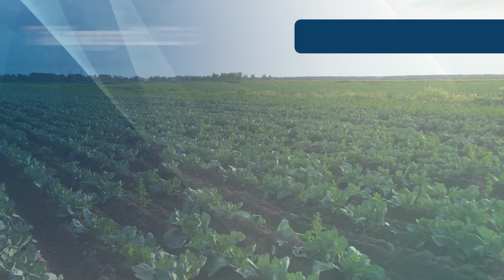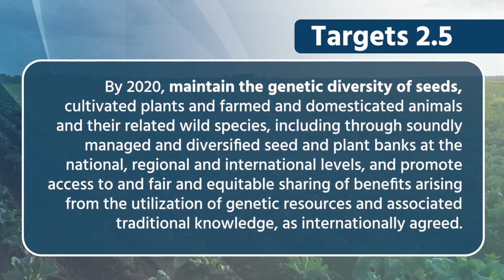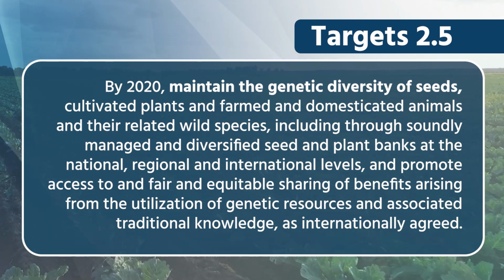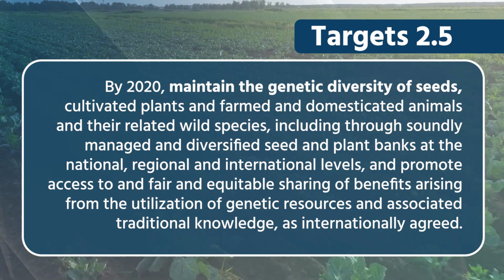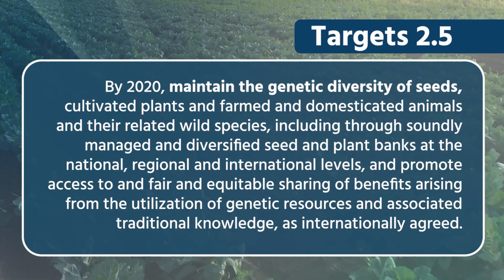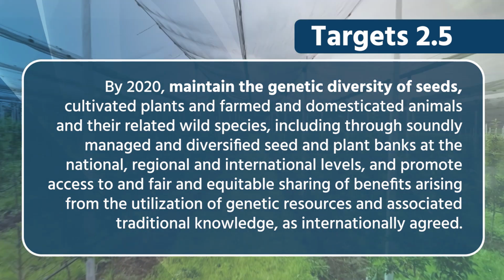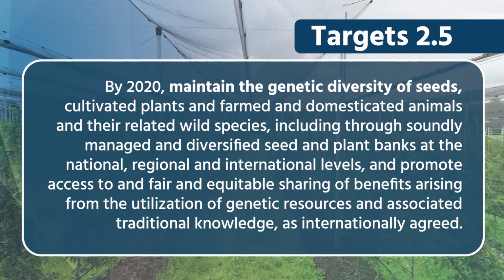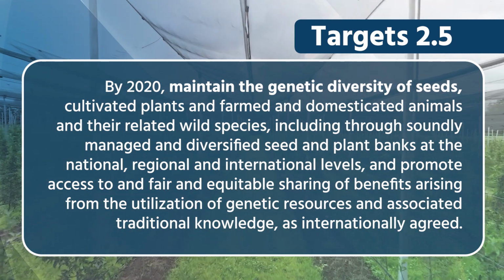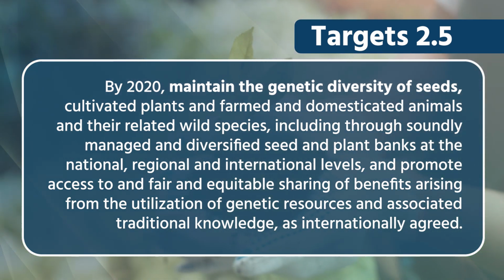Target 5 is on maintaining the genetic diversity of seeds, cultivated plants in the farm, and domesticated animals, and their related wild species, including through proper management and diversification of those seeds and plant banks at the national, regional, and international level, promoting the access to and fair and equitable sharing of the benefits arising out of the utilization of genetic resources and associated traditional knowledge, which is agreed internationally.